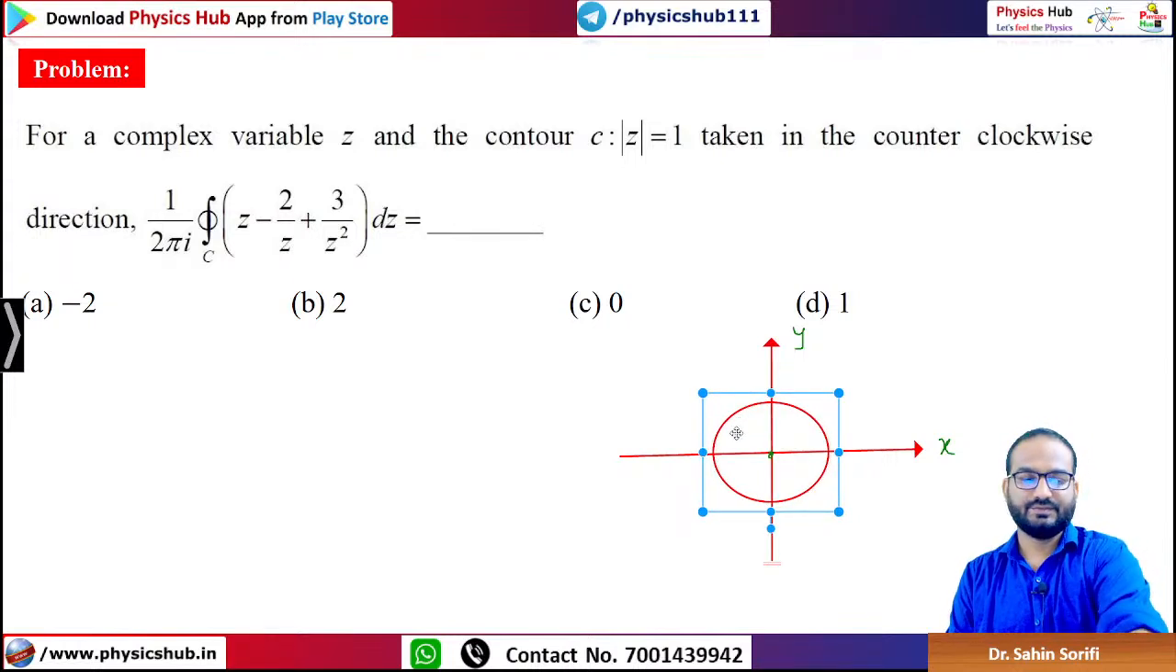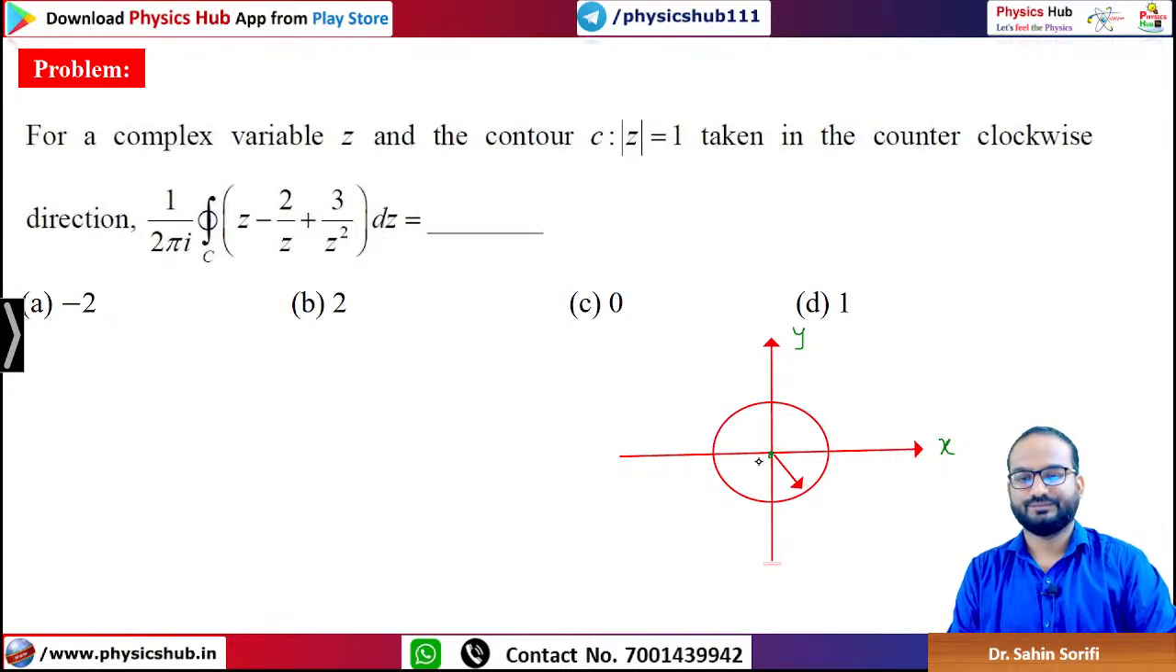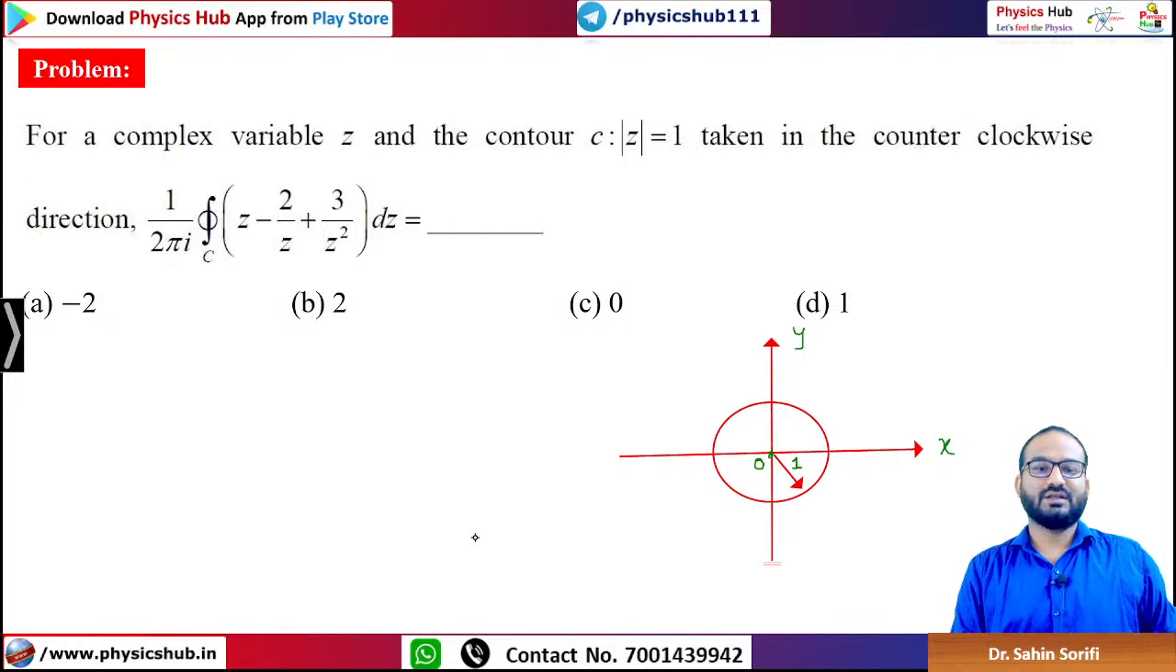What about others? Are you getting option A? Look, if your concept is clear, you don't need to do anything about it. 1 by z residue is minus 2. So 1 by 2 pi I into 2 pi I into minus 2, so minus 2. Look, you can do this kind of problem orally.